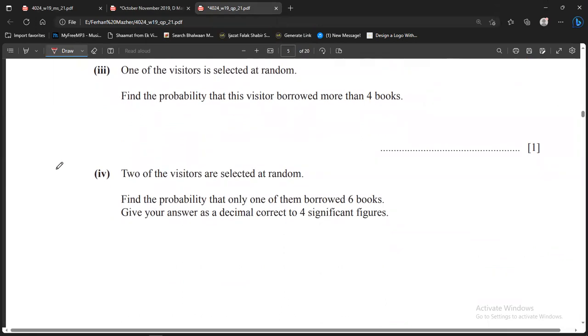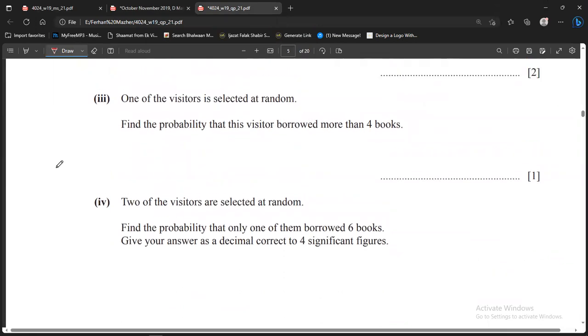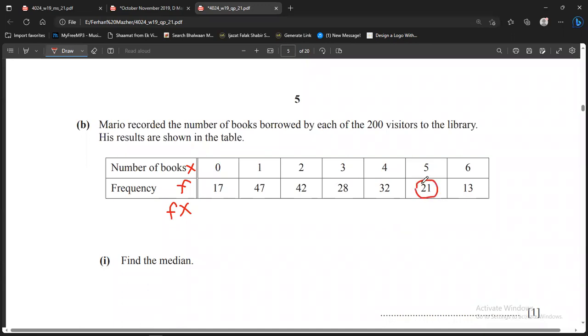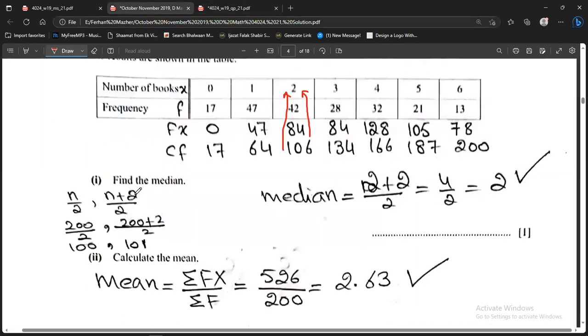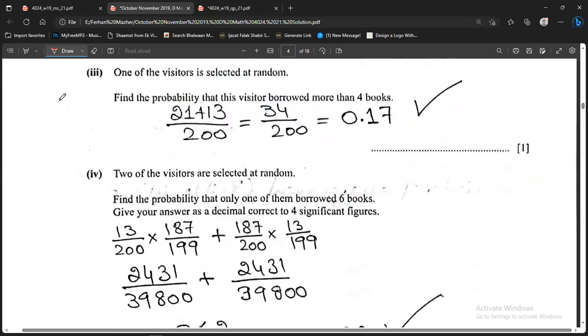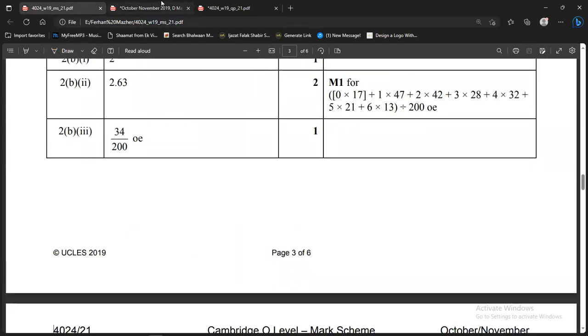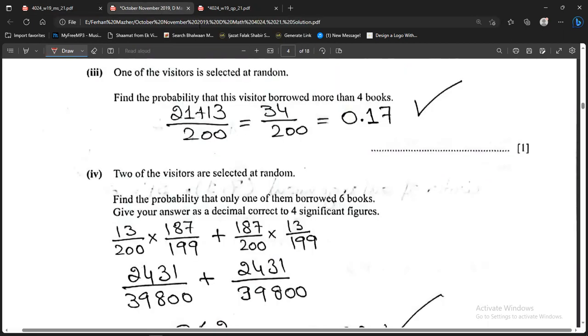Then he says one of the visitors is selected at random. Find the probability that this visitor borrowed more than 4 books. So the people who borrowed more than 4 books are these, I think 34 people. So the probability will be 34 divided by the total people, 200. So 34 divided by 200 is 0.17. So 0.17 is the probability. So 34 by 200 is the answer, sir. Our answer is also this. I converted it to a decimal fraction.